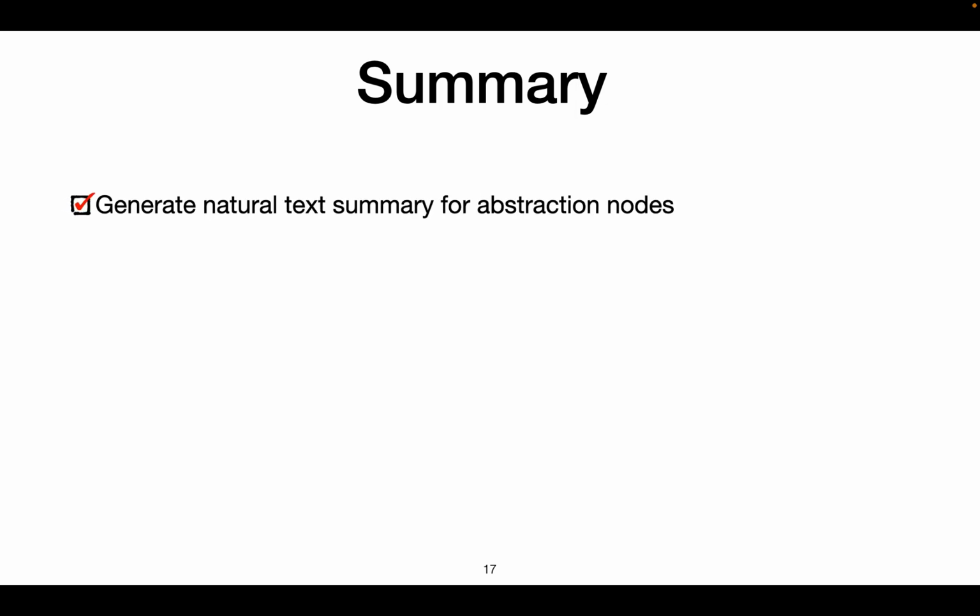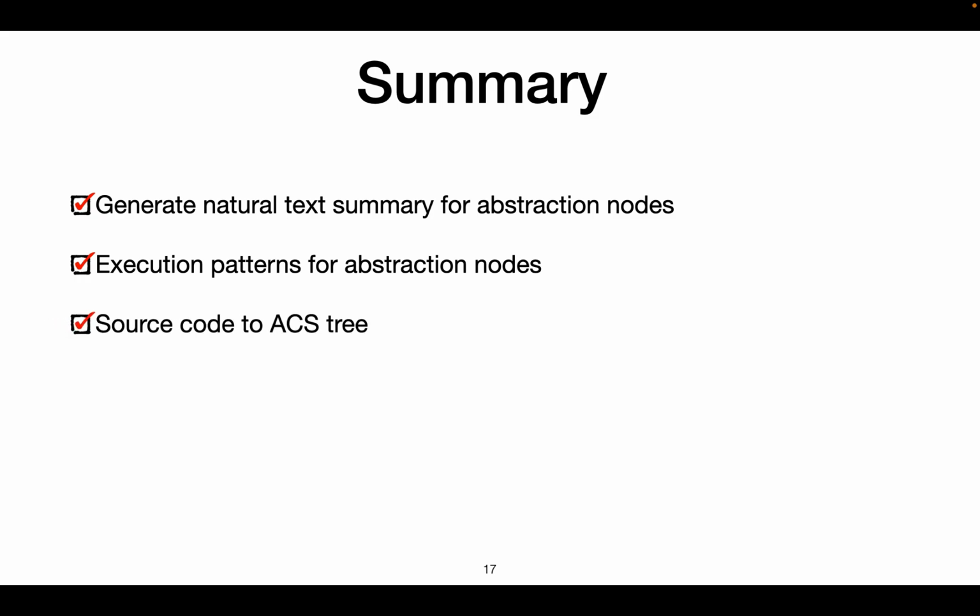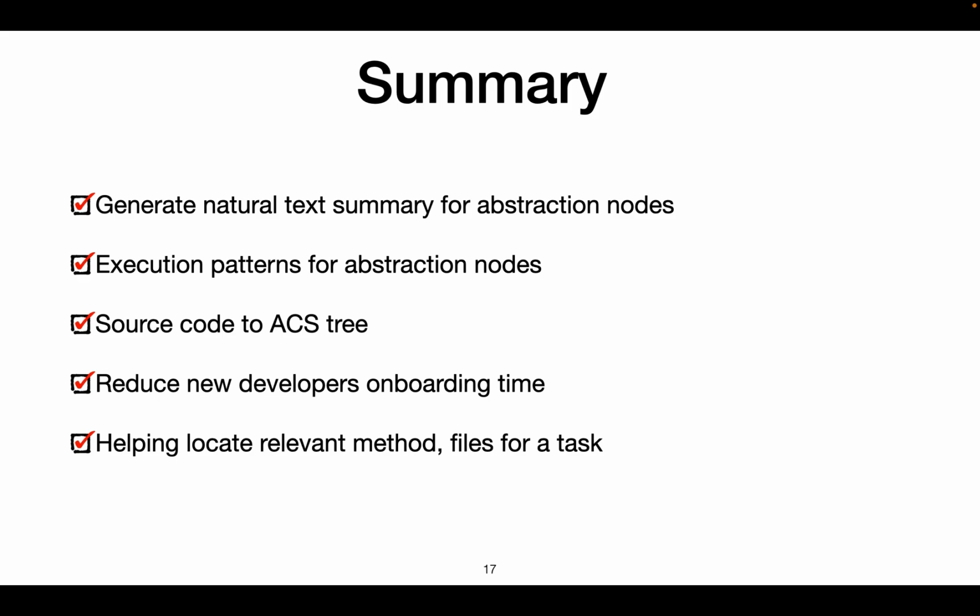So in summary, we provided a general text summary for abstraction nodes. We also added execution patterns for them, and we built an automated way to build the ACS tree from source code, and we developed the approach to reduce developers' onboarding time on a new project. And we also created the approach to help locate relevant methods or files for a task at hand.